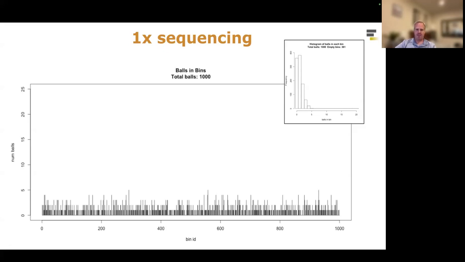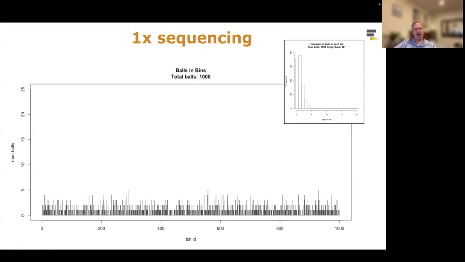So here I have this imaginary genome that's 1,000 bases long, 1,000 bins long, and I'm distributing the equivalent of 1,000 bases of sequencing. In this plot, it's all random, in silico; each one of these little reads is distributed randomly. If you've taken a statistics class before, you may have heard of this as a balls and bins experiment, where I have 1,000 balls distributed into 1,000 bins. Every time I run the program, I get a slightly different profile, but it looks like this.